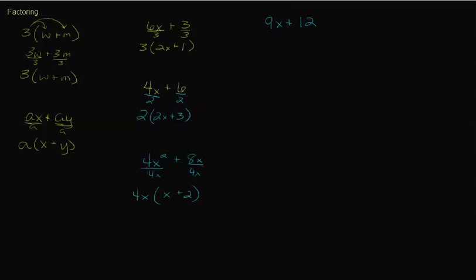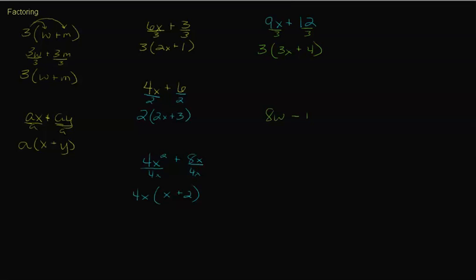All right, so we can pull out a 3, right? We divide both by 3, right? So we're left with 3x plus 4. And that's all you have to do. All right, let's do one more.